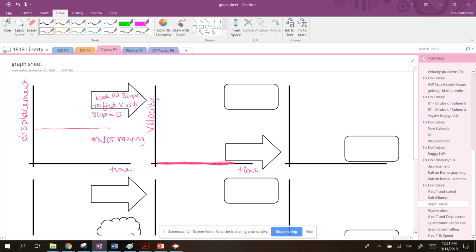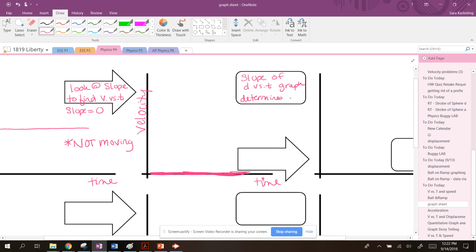Okay. And the way that I have this labeled here, we said, and I think we wrote this yesterday, right, that we're going to look at the slope to find the velocity. The slope was 0. So this box up here is what we're going to graph: the slope of the d versus t graph determines the values of the v versus t graph.